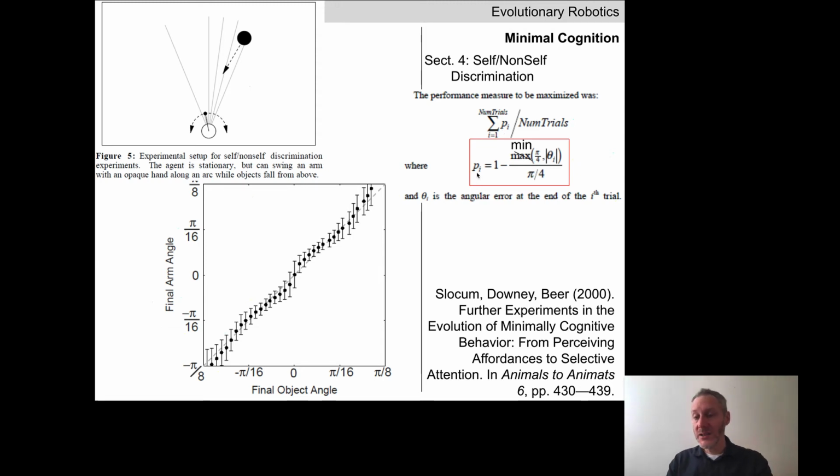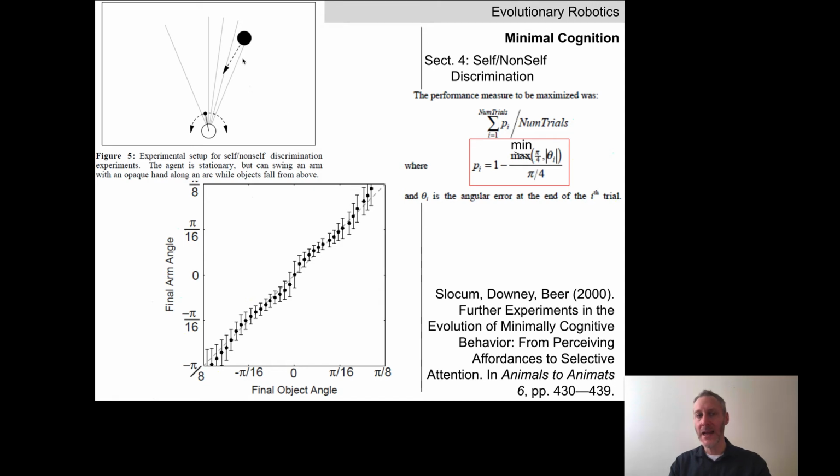What is P sub I? Again, there's an error in the paper here. I've corrected it for you. We are going to try and minimize theta sub I, and theta sub I is the angular error at the end of the ith trial.